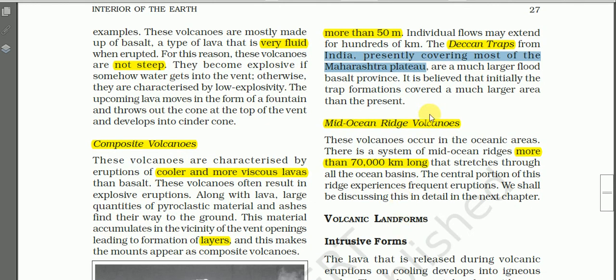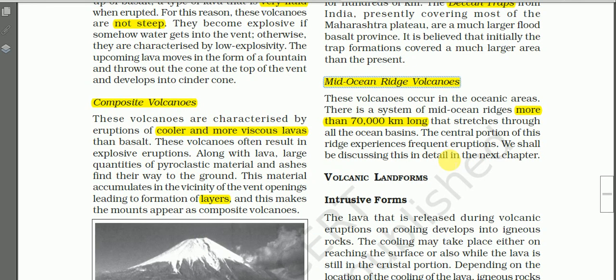And next we have the last one, that is the mid-oceanic ridge, and these volcanoes occur in the oceanic areas, below the ocean. This is a system of mid-oceanic ridges more than 70,000 kilometers long that stretches through all the ocean basins, and the central portion of these ridges experiences frequent eruptions. So mid-oceanic ridges are long mountain ranges below the sea, and along these ridges volcanic eruptions occur.